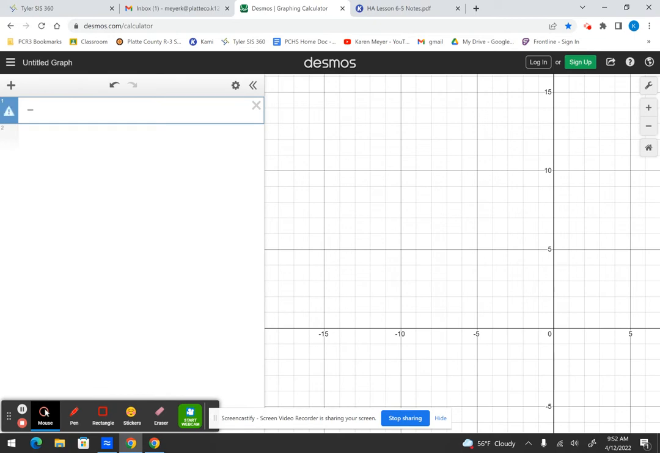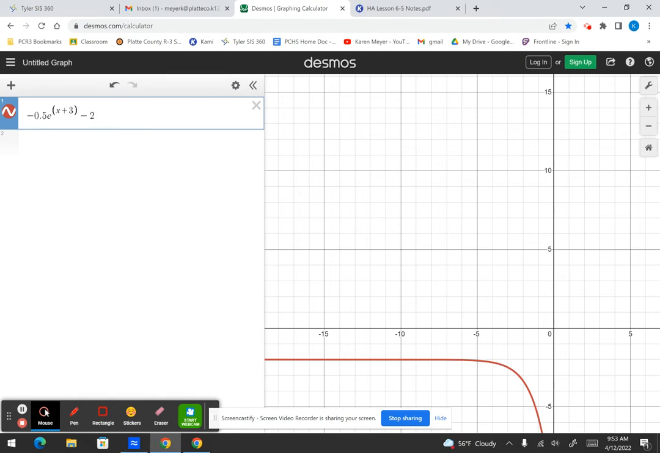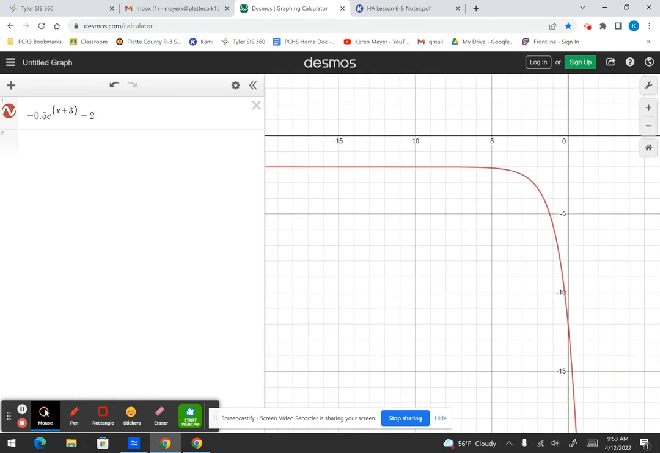So negative, and then I'm going to do 0.5 instead of 1/2. And then e raised to, and then remember parentheses to keep it up there. So x plus 3, close my parentheses, and then arrow down, -2. Okay, so then once I have that, I'll adjust my screen here. And you'll notice when there's a negative in front, instead of starting on the left and going up, now it's on the left and it goes down.